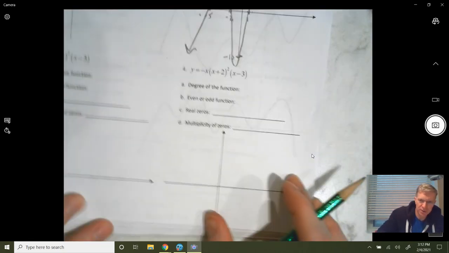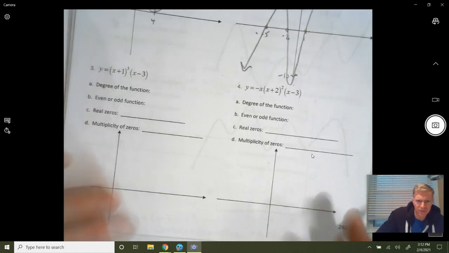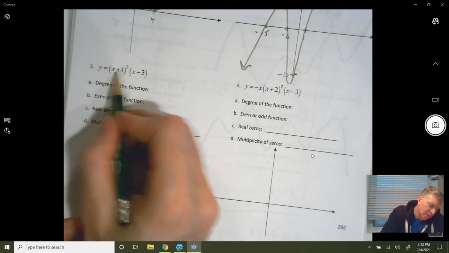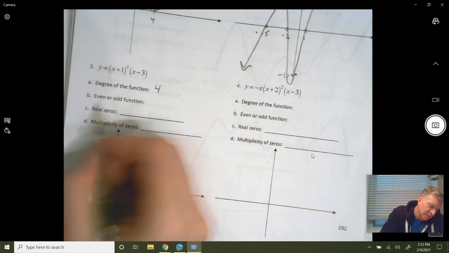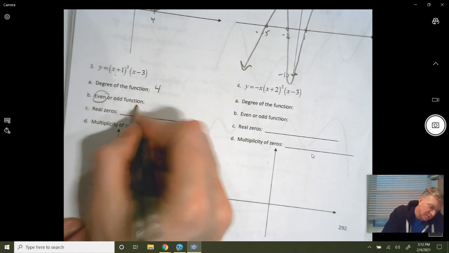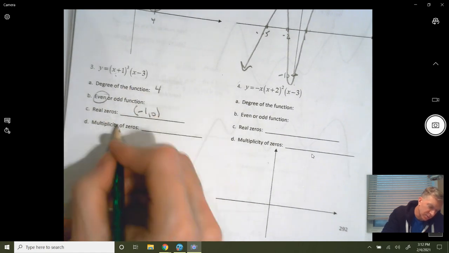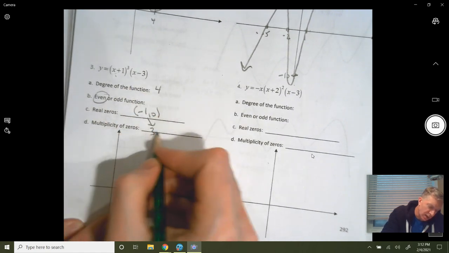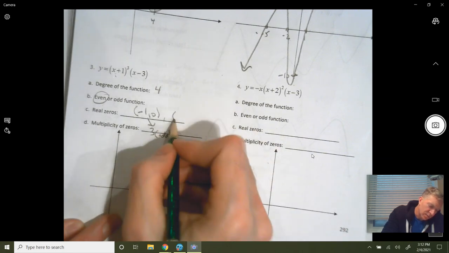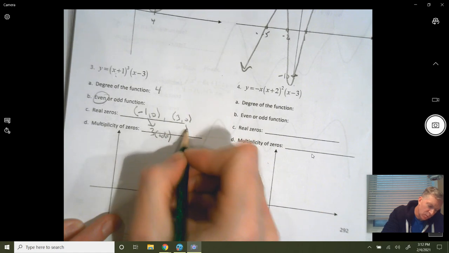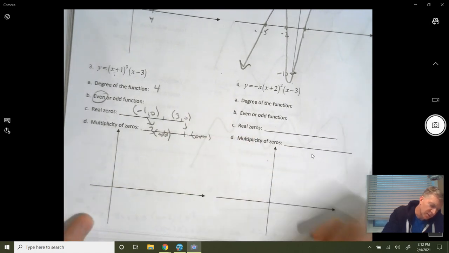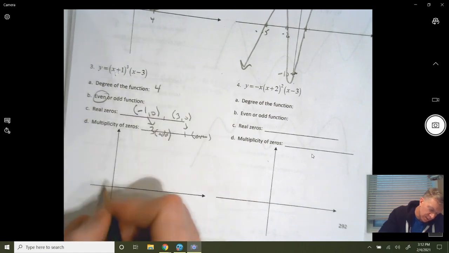Let's look at the next one. They're kind of fun to do once you get the hang of it. Degree of the function, you have an x cubed and another x, so 4th degree. That's even degree. Real zeros are going to be negative 1, 0 with a multiplicity of 3, or odd. And then we've got 3 comma 0, multiplicity of 1. X-intercepts are -1 and 3.